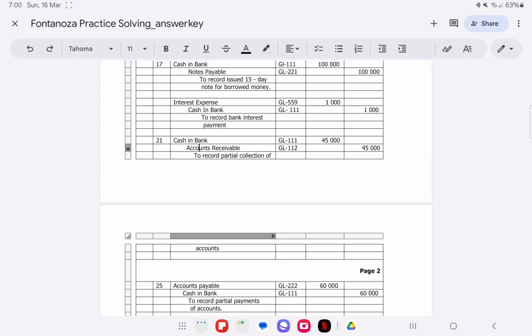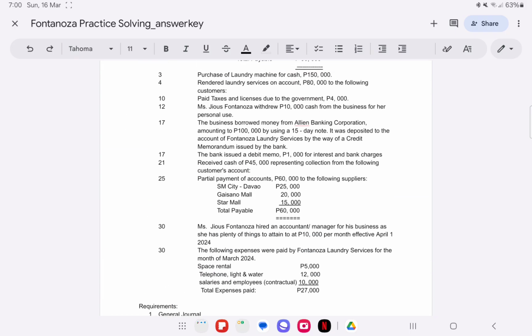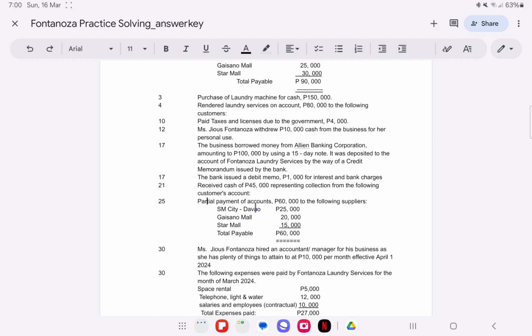there was 35,000 pesos left in the obligation of your customer. Okay, so in transaction number 25, partial payment of accounts, 60,000 to the following suppliers: SMCT Davao 25,000, Gaisano Mall 20,000, Star Mall 15,000, total payable of 60,000. Okay, so you are paying in partial of your account. So you are dealing with your supplier. So you as an owner of the company, ikaw na pod ang mo partial o bayad sa imuhang supplier.